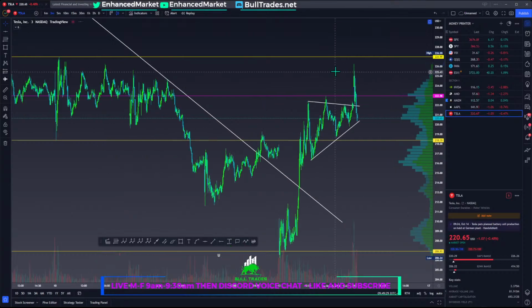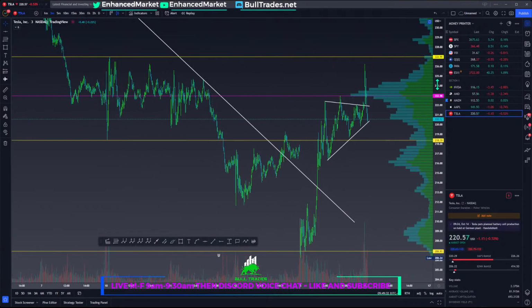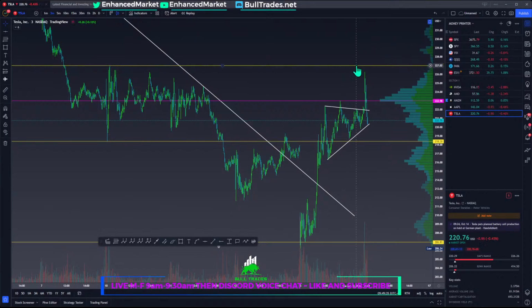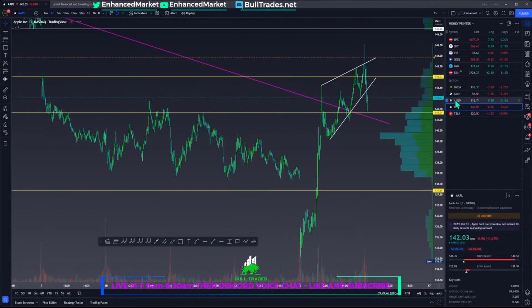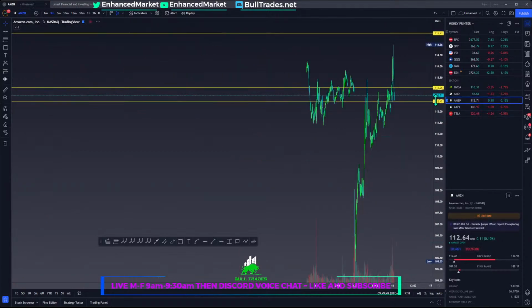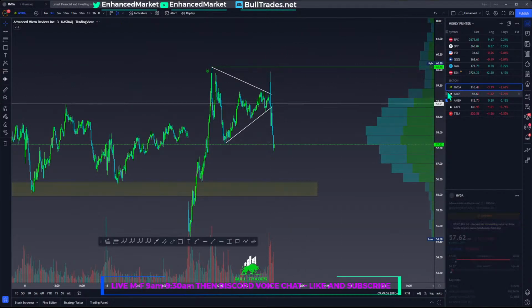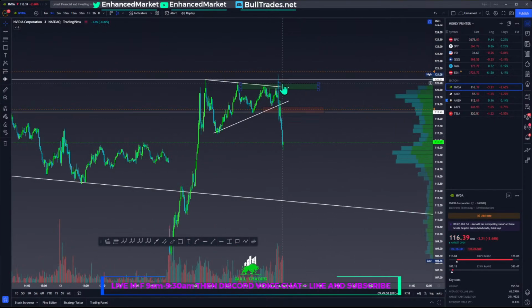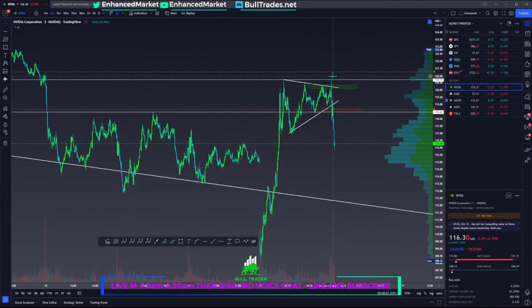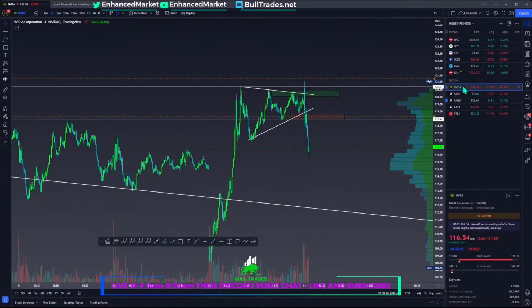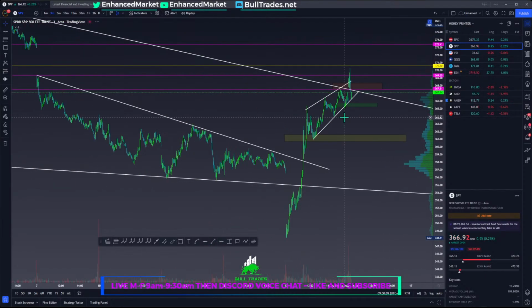Tesla rejected that previous resistance right here. Notice how everything rejects before the actual level. It always happens. That's why you need to give it a little bit of a zone. Everything typically rejects before, not at the actual level. Amazon rejected before. AMD rejected before. Not Nvidia. Nvidia opened up here, saw a little bit of a potential breakout, but rejected and came back down. SPY rejected before.